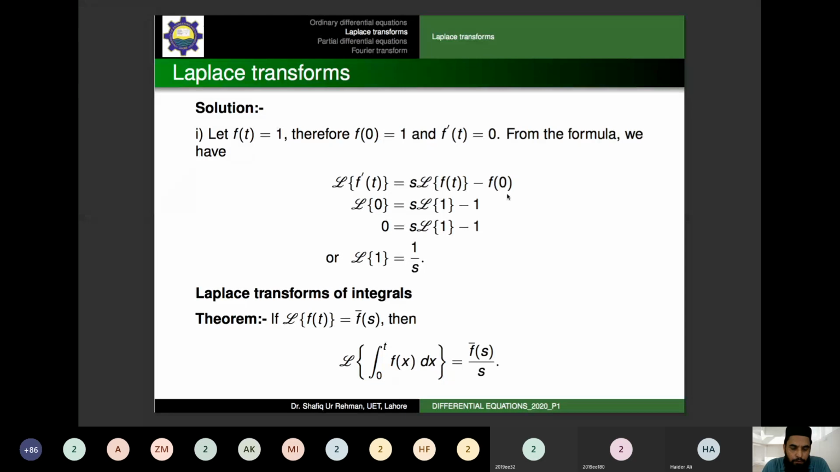So we are talking about Laplace transforms of integrals. Keep an eye. We know the Laplace transform of the original function f of t is there. Only then we can compute this one as a bar of s upon s.